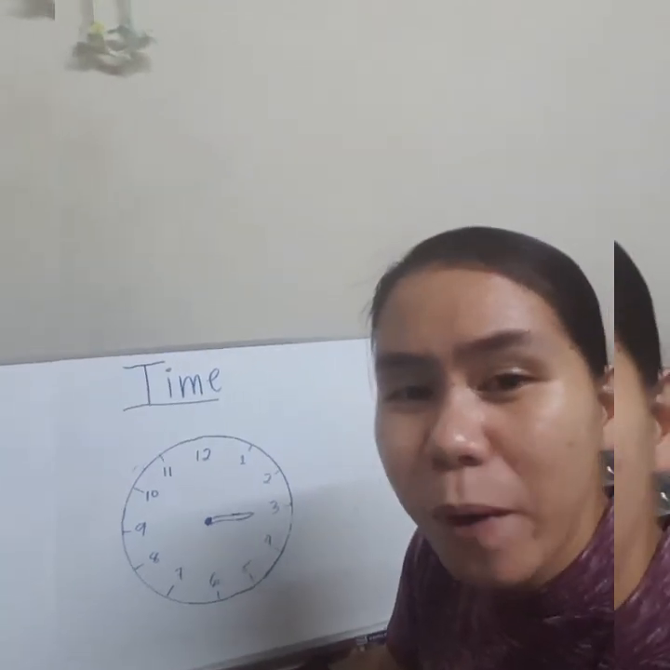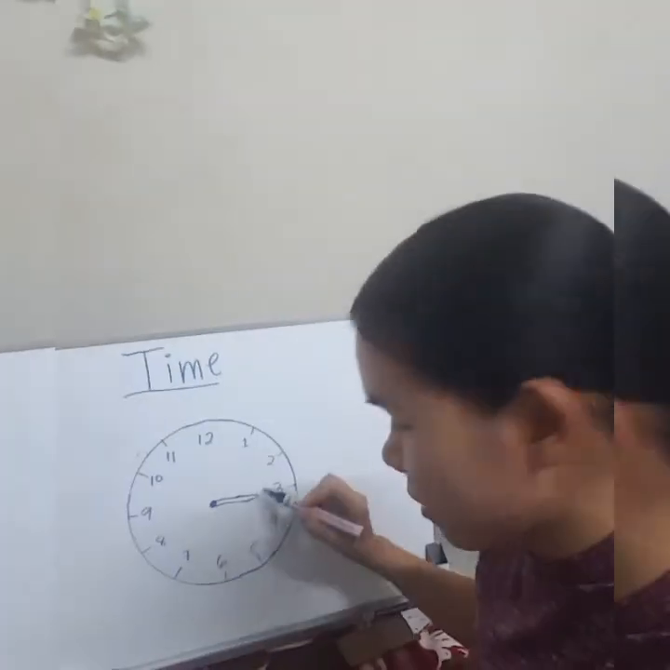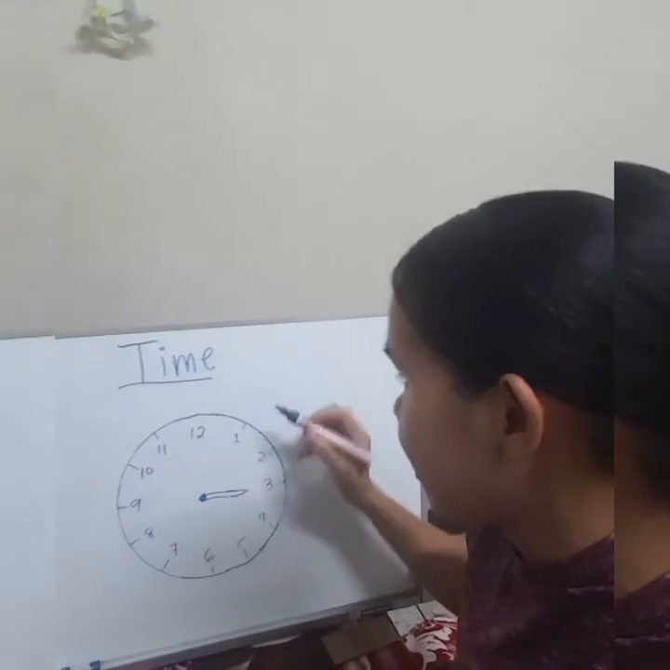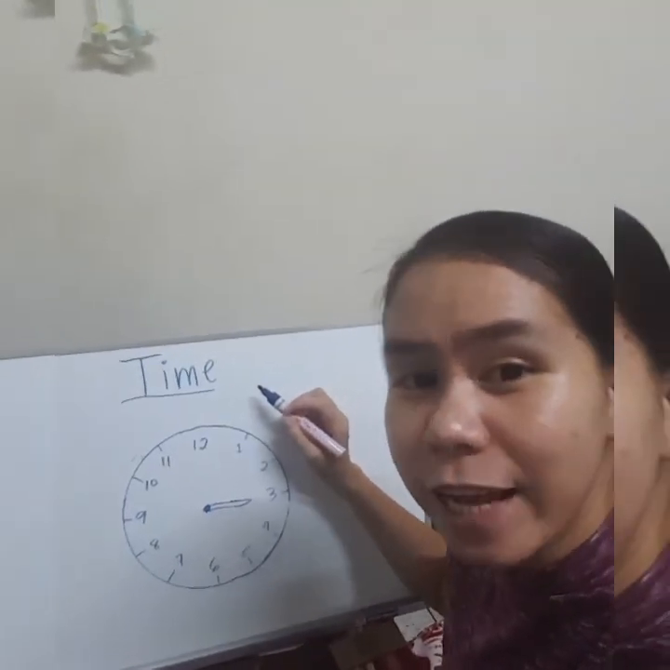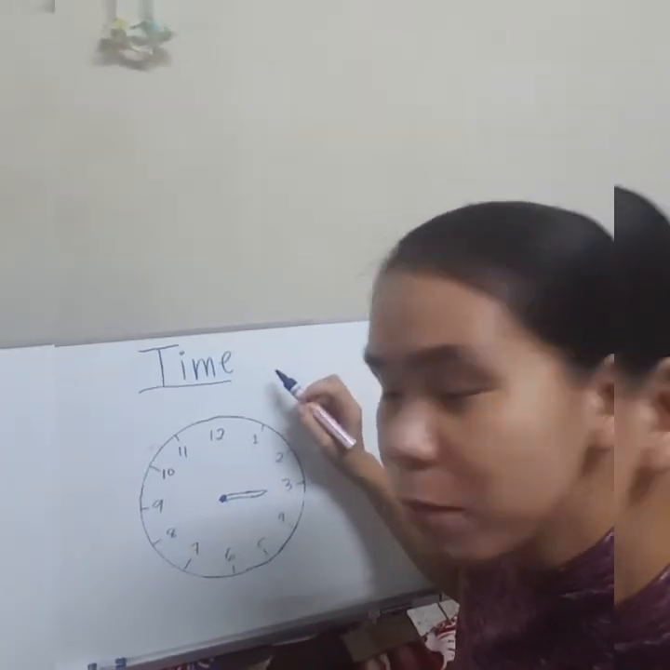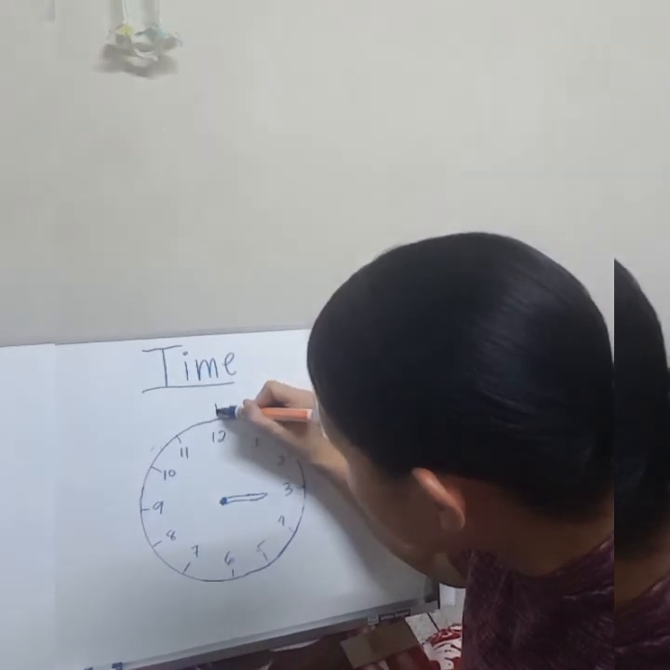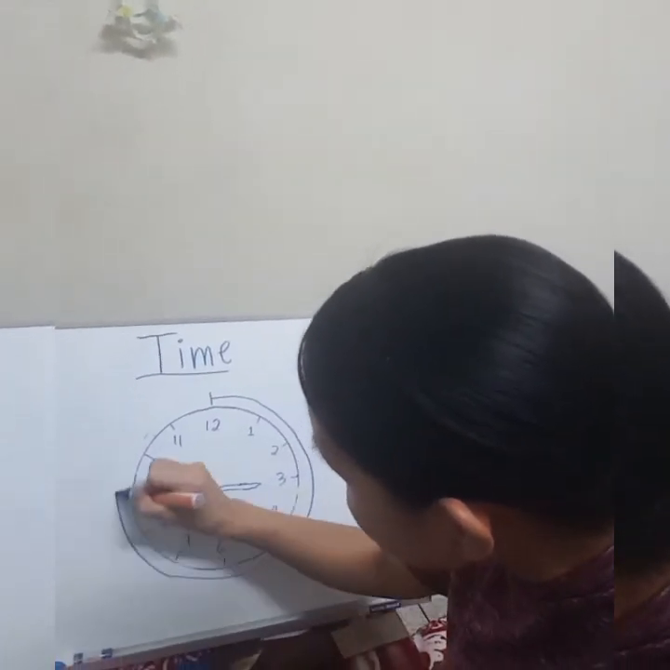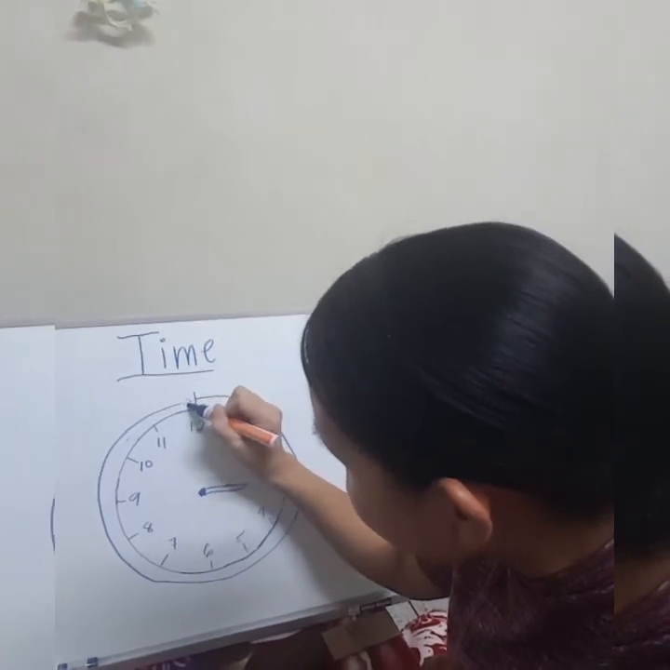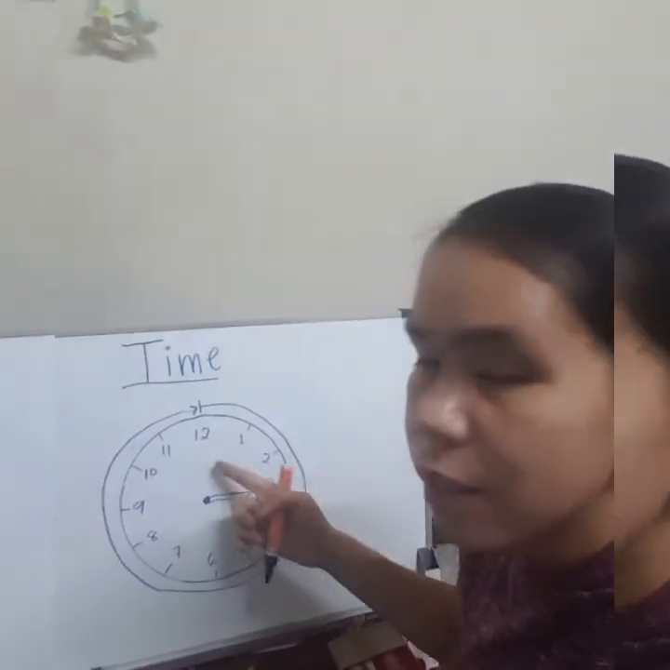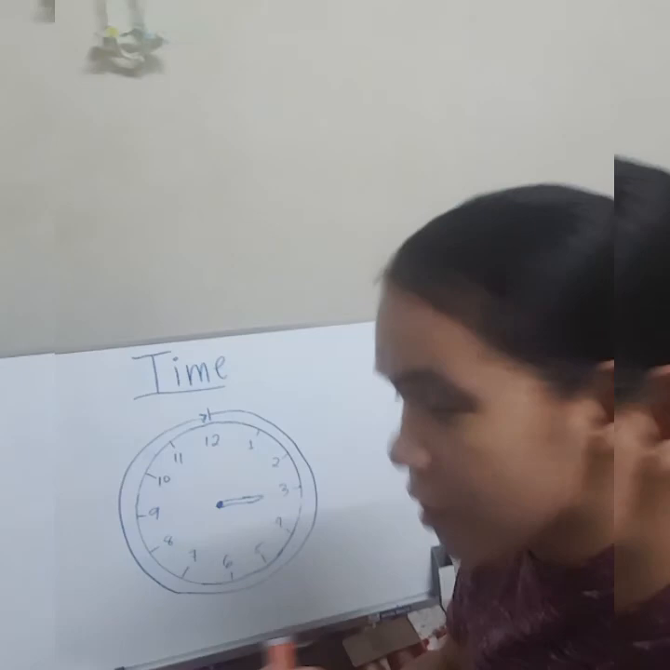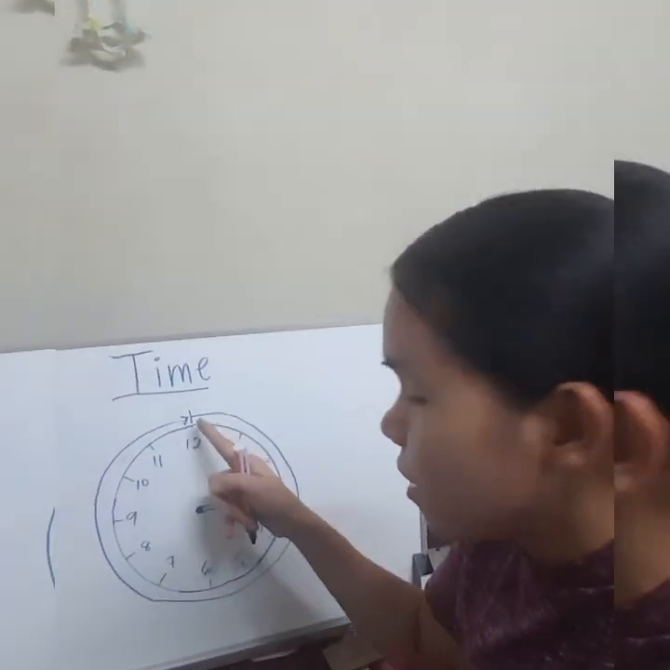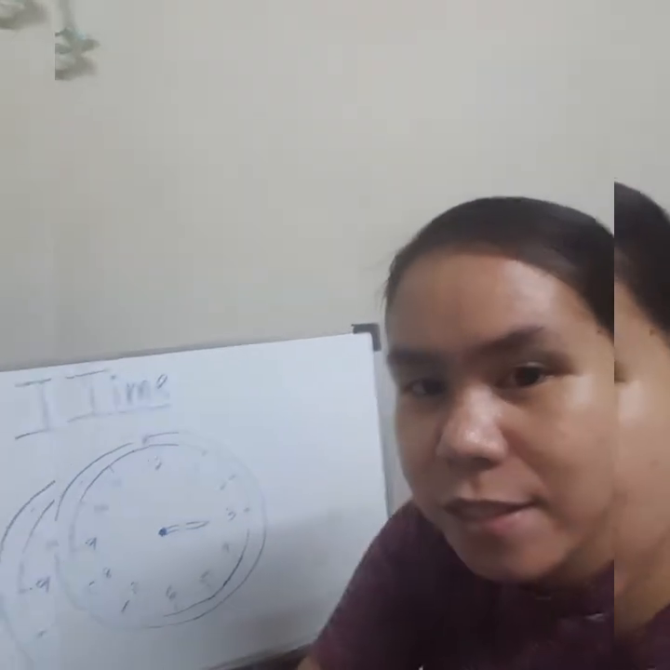Remember the direction of the 3 hands. The short hand, the long hand, and the second hand always move clockwise. Starting from here, going to there and back. So again, the short hand, the long hand, and the second hand always move clockwise.